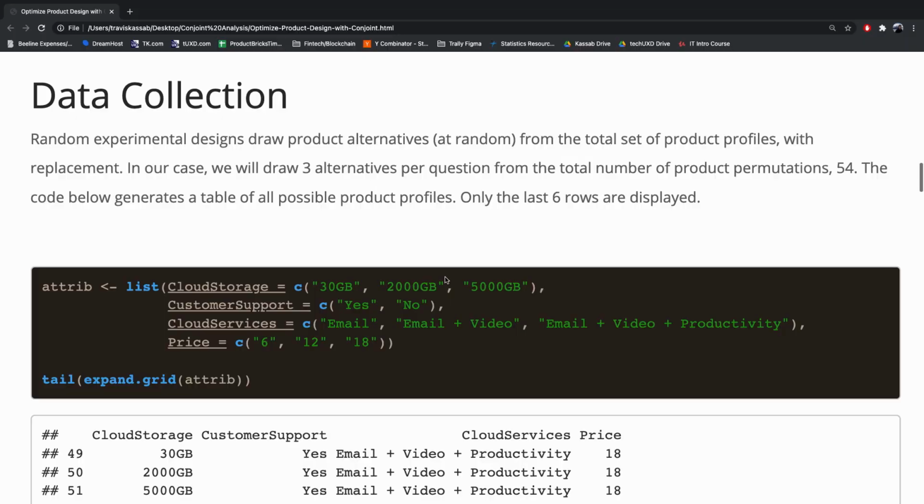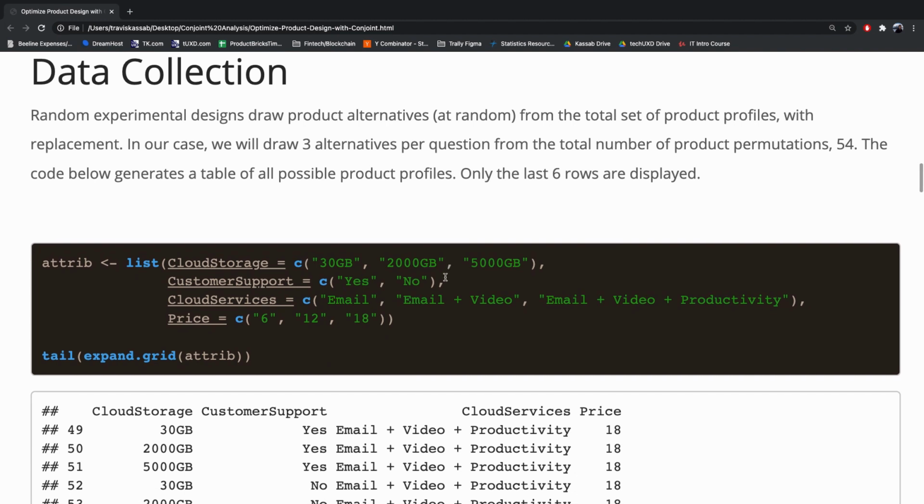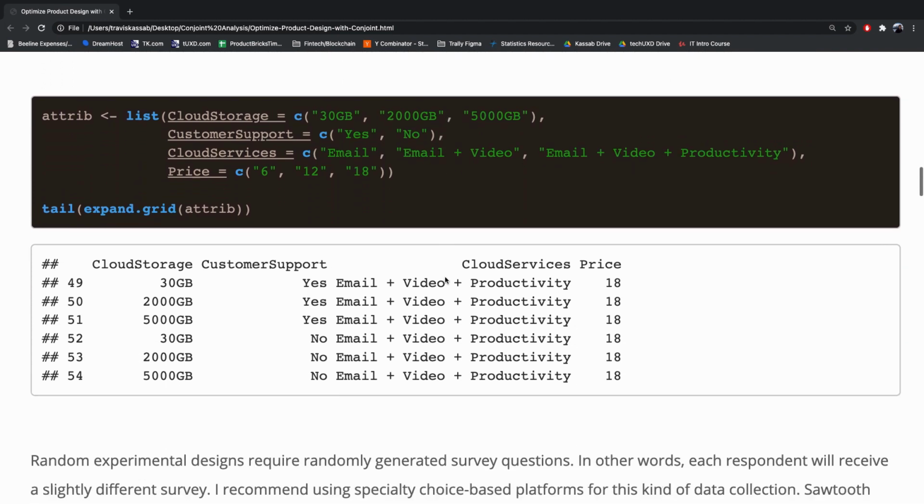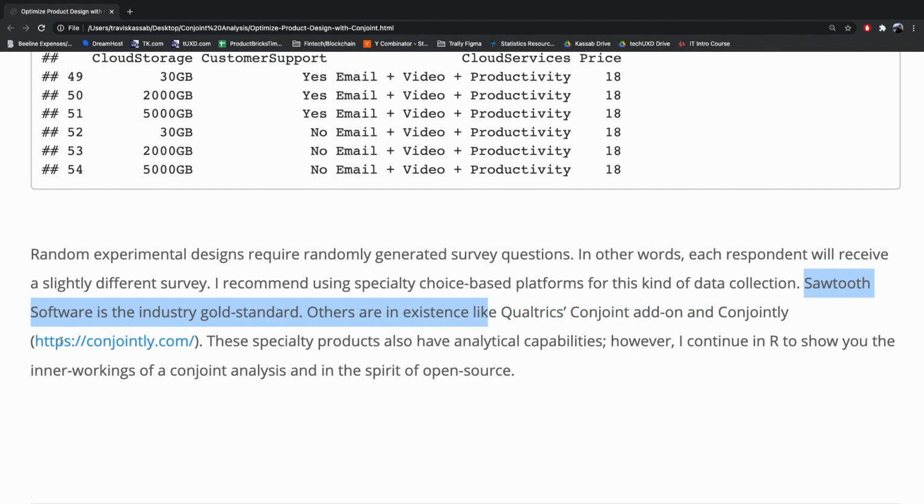So as I said, for data collection, this is a randomly generated survey, and this is very hard to do in Qualtrics manually. I don't even think you can do it manually with normal survey platforms. And this is why there are specialty survey platforms out there for choice-based questionnaires. Sawtooth software, this is the gold standard. It's probably the most expensive, but it's the gold standard.